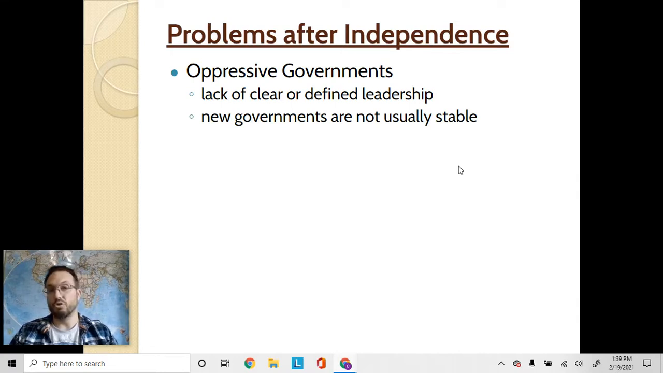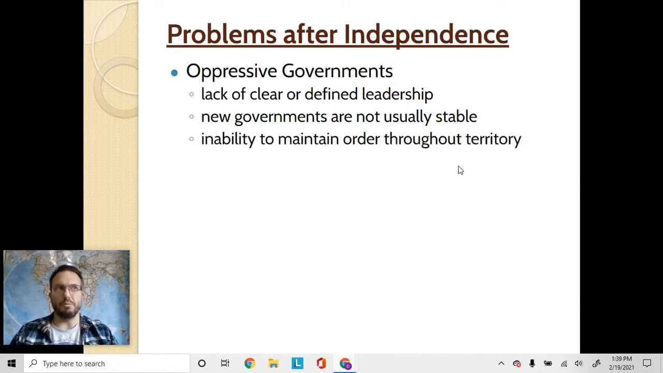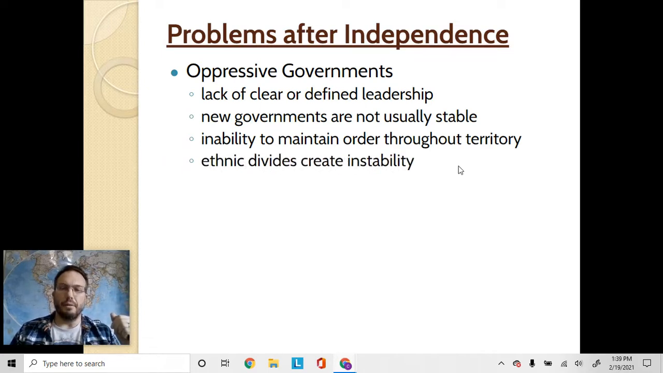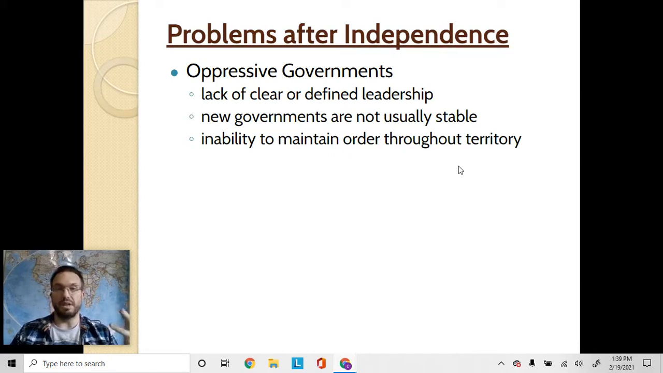So, new governments in general, usually not stable. We're also talking about places that don't have a lot of infrastructure or industry, which makes it hard for newly formed governments to maintain order throughout their territory. They either don't have the technology or ability to travel in cars and planes, to get word out, things like that. They don't necessarily have phones or internet throughout the country to be able to keep connected with people. And they maybe don't have the military to be able to protect different areas against uprisings.